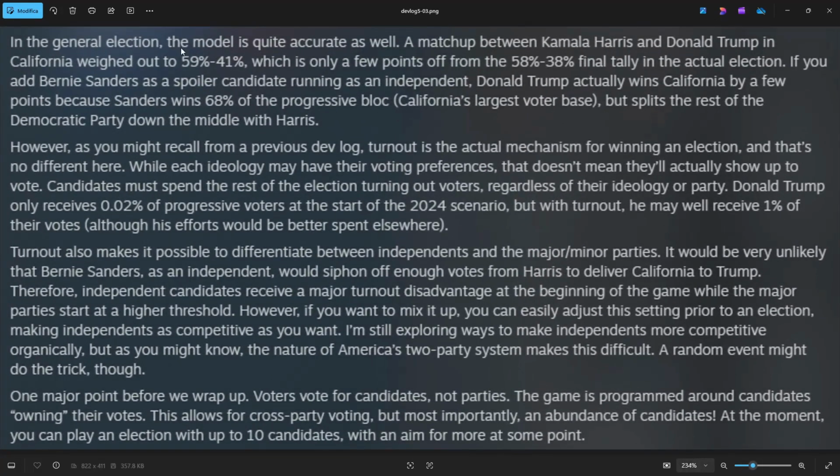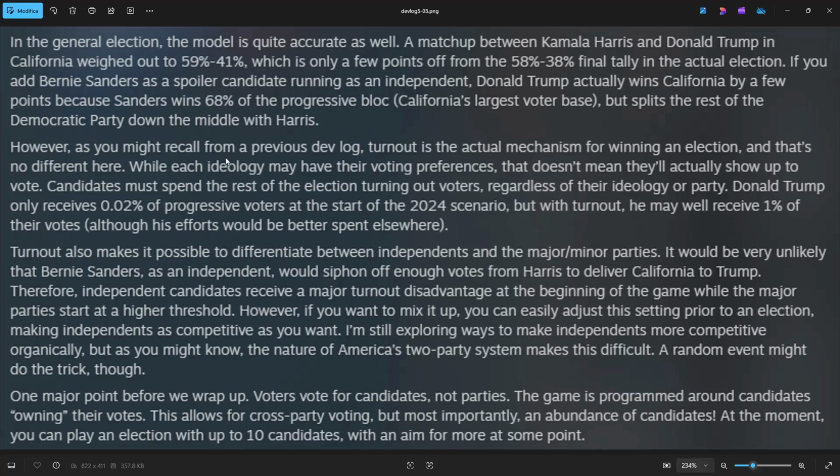In the general election, the model is quite accurate as well. A matchup between Kamala Harris and Donald Trump in California weighed out to 59% to 41%, which is only a few points off from the 58% to 38% final tally in the actual election. If you add Bernie Sanders as a spoiler candidate running as an independent, Donald Trump actually wins California by a few points, because Sanders wins 68% of the progressive bloc, California's largest voter base, but splits the rest of the Democratic Party down the middle with Harris.